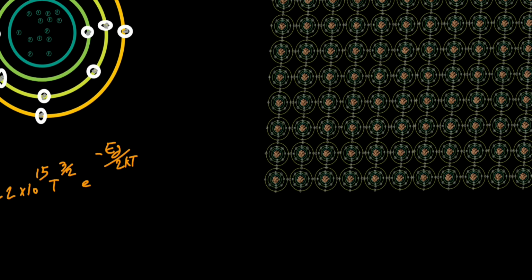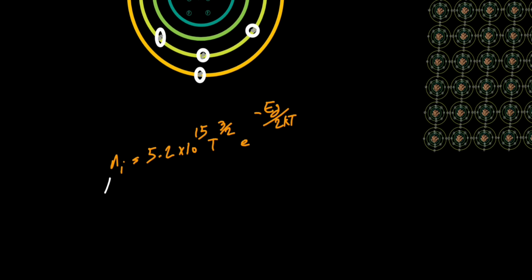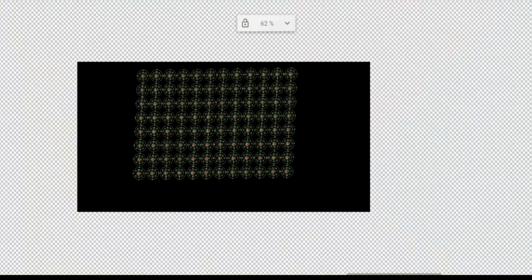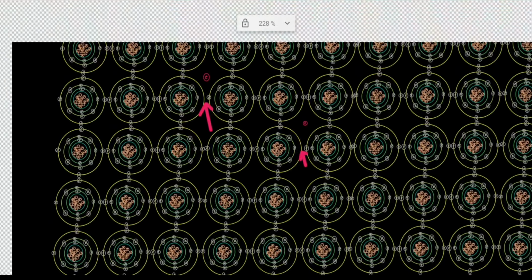When the temperature rises, the number of free electrons would increase based on this equation, in which T is obviously the temperature, and E_G is the band gap energy, which means the energy required for an electron to break out of the bond. If we put 1.12 electron volt for silicon and solve this at room temperature, we see that the number of free electrons in 1 cubic centimeter would be equal to 10 to the power of 10. So as the temperature rises, these electrons would break out of the bond.